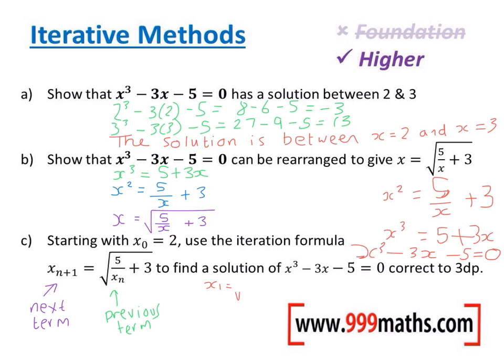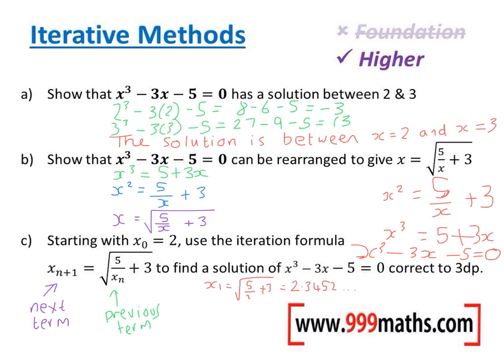So it's square root of 5 divided by the previous term, which is 2, and then add 3. So I'll do that on the calculator, and that gives me an answer of 2.3452... It goes on and on. Now I need to continue to do this until I get my answers correct to 3 decimal places. So you'll see I've written down 4 decimal places. That's definitely going to help me with my rounding.